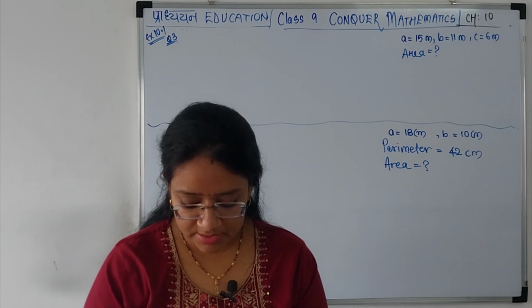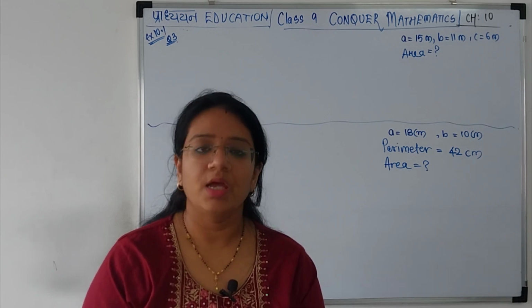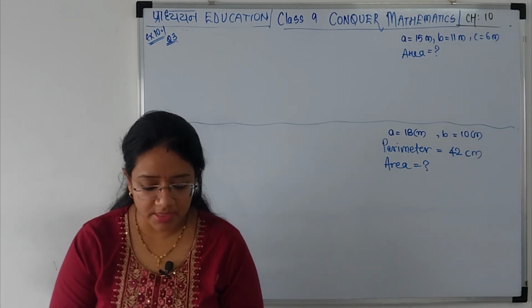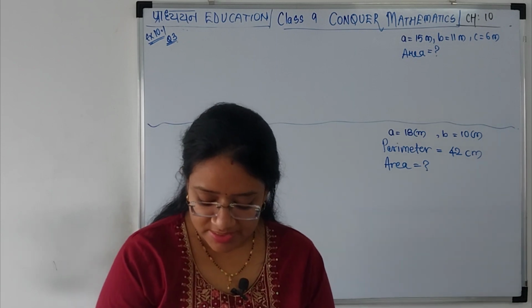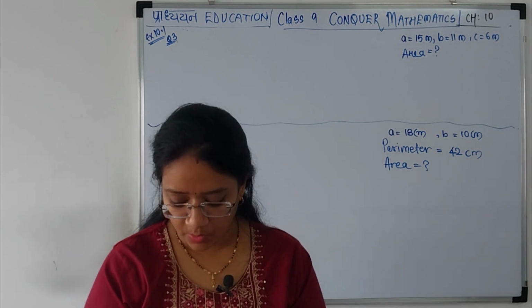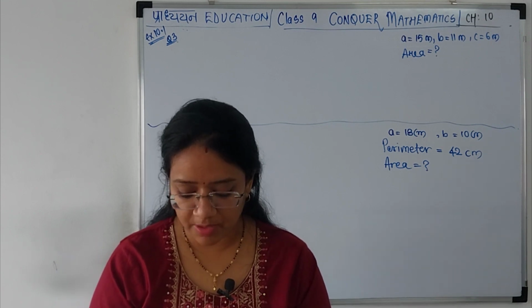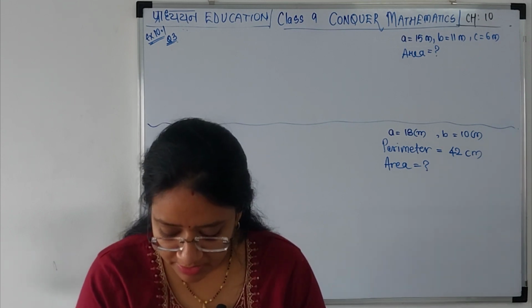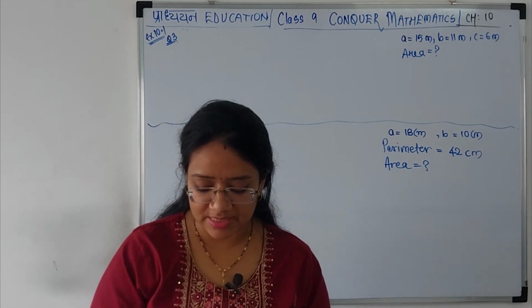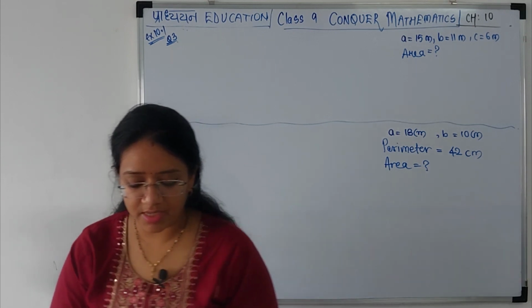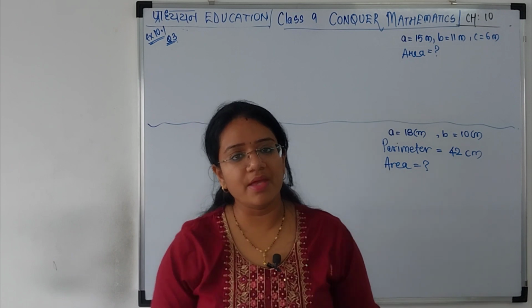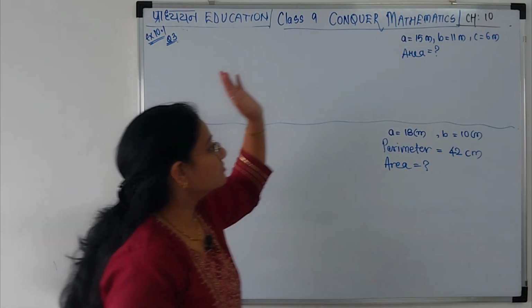Now let's understand question number 3. Let's read the question. There is a slide in a park. One of its side walls has been painted in some color with a message, "Keep the park green and clean." If the sides of the wall are 15 meters, 11 meters and 6 meters, find the area painted in color. Very basic. All the 3 sides are given.